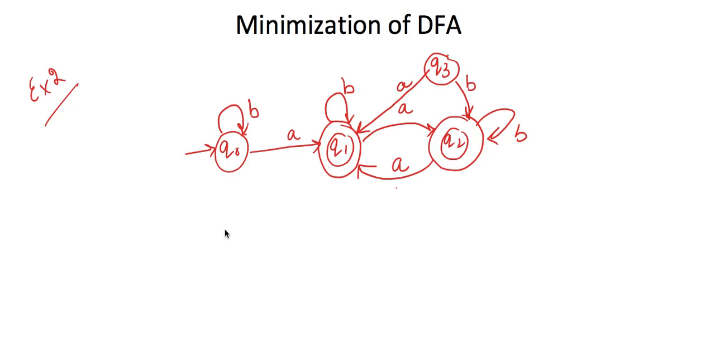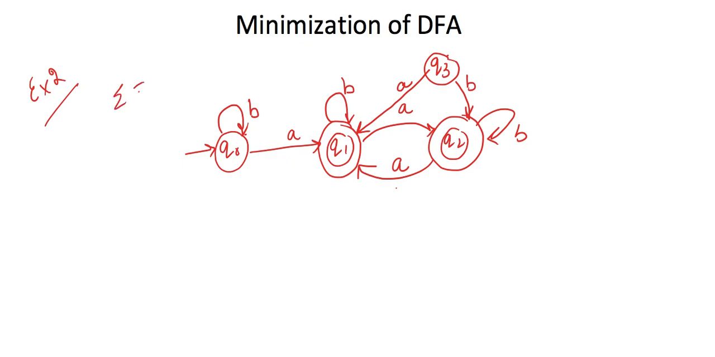Let's see one more example where we will be doing minimization of DFA. Watch it. Okay, what is happening? This is the DFA. How can we know that it is a DFA? For each of the states, there is a transition given for each of the input symbols.